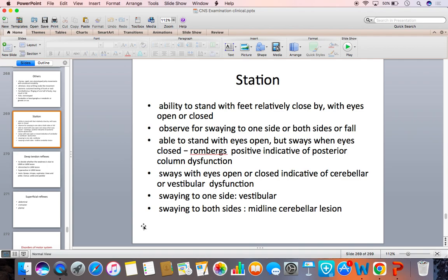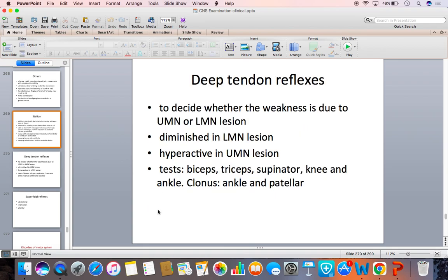Swaying to one side in vestibular lesion, swaying to both sides in midline cerebellar dysfunction, that is flocculonodular lobe dysfunction. Then go to the deep tendon reflexes to decide whether the weakness is due to UMN or LMN. DTR is diminished in LMN lesion, hyperactive in UMN lesion. What are the deep tendon reflexes you test? Biceps, triceps, supinator, knee, ankle. And assess the clonus, ankle or patellar.